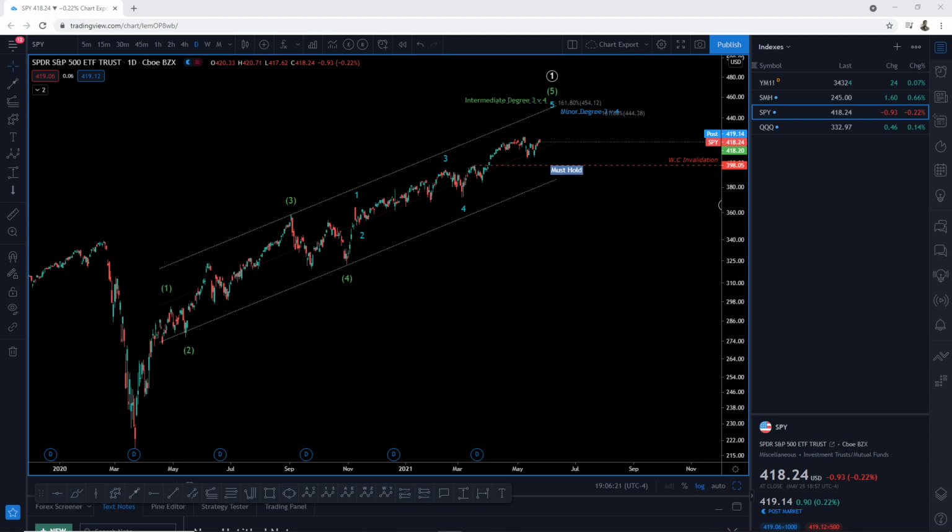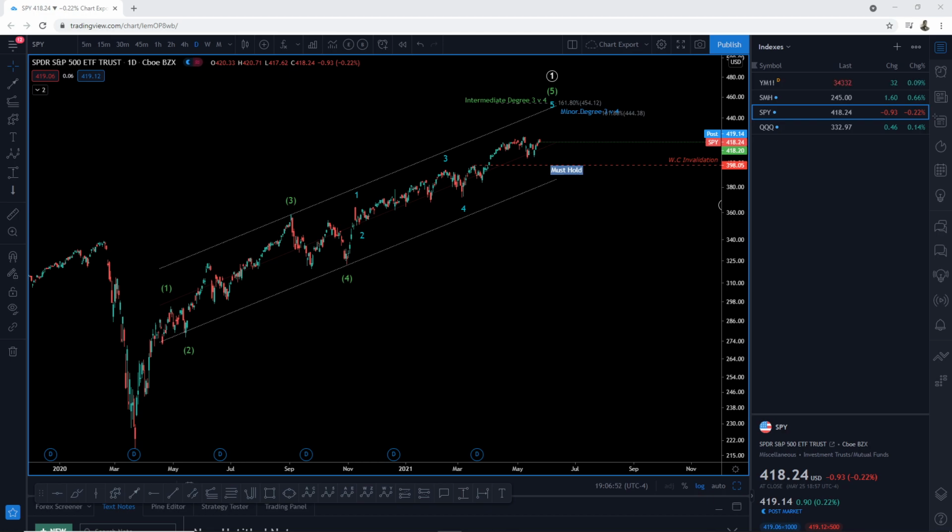With that being said, we're still looking for that primary degree wave 1, okay? And so our upside projections for this will go on to the 454 to the 444 area, which is the intermediate degree wave 5 and the minor degree wave 5. I took those two levels because that's what made sense. And I feel like that's where the 1.618 of both of these degree levels will come into play for a confluence of resistance in the primary degree.